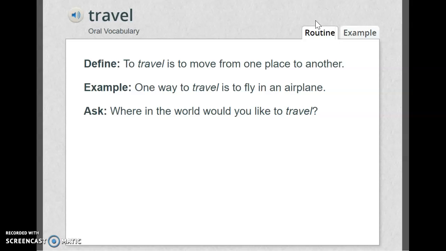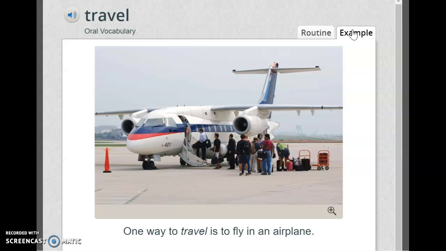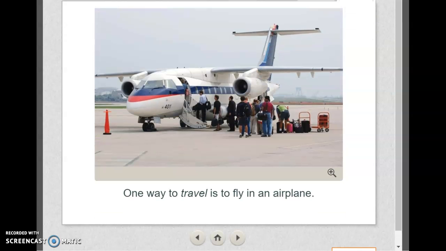My next word is to travel. So, to travel is to move from one place to another. So, one way to travel is to fly in an airplane. And in class, we also discussed that we can travel using our car, using a boat, a train, a bus, and so on. We talked about a few ways to travel. So, where is one place that you would like to travel?